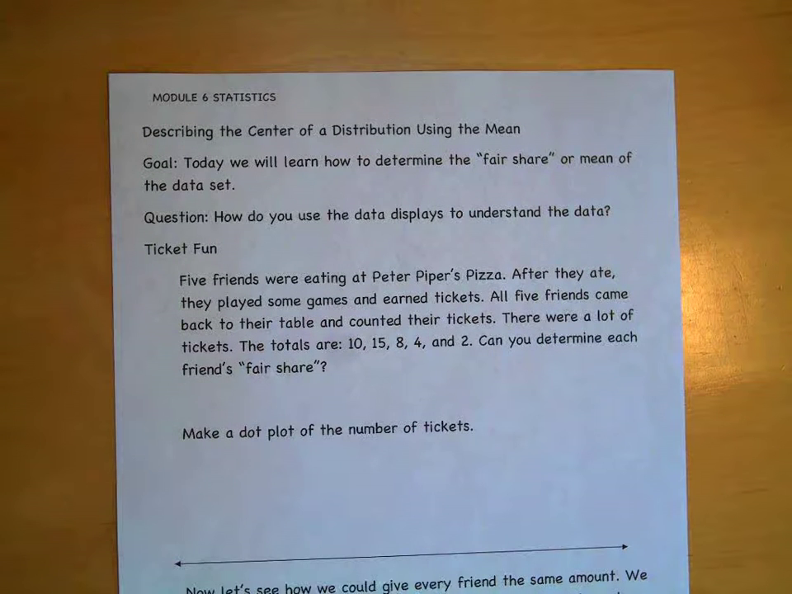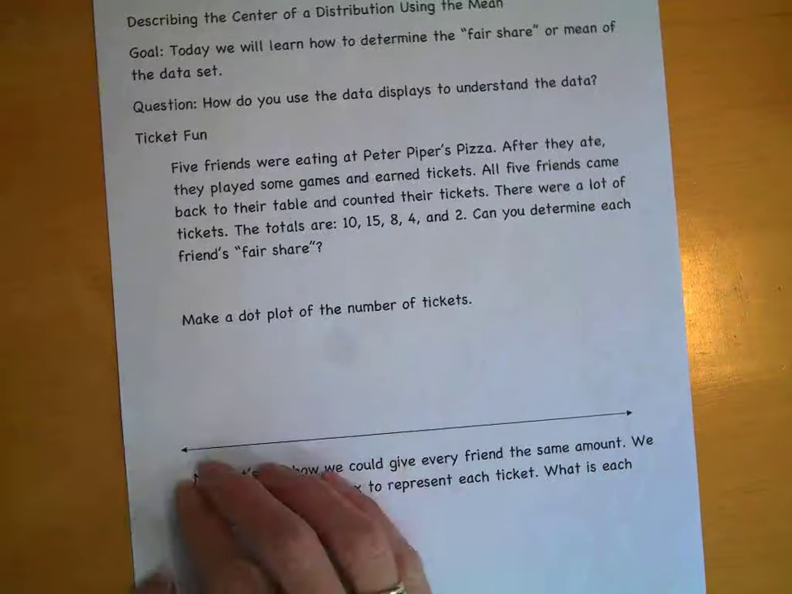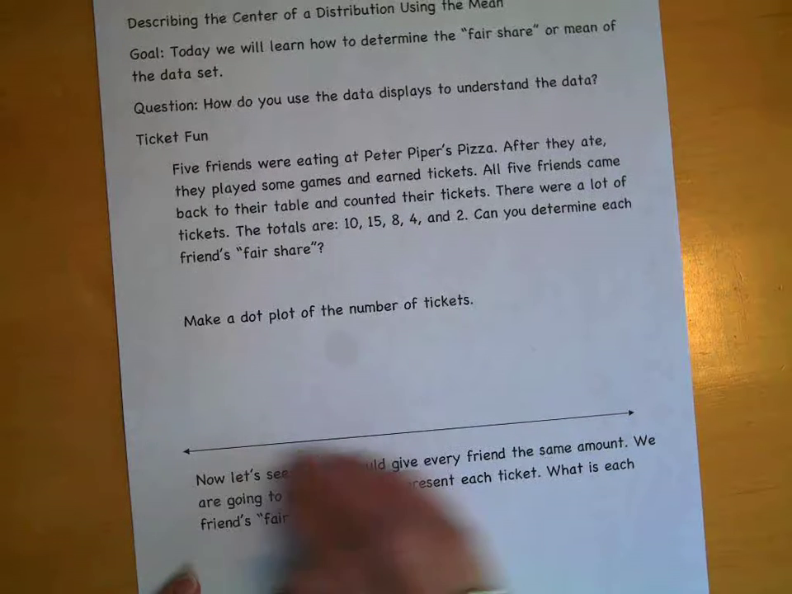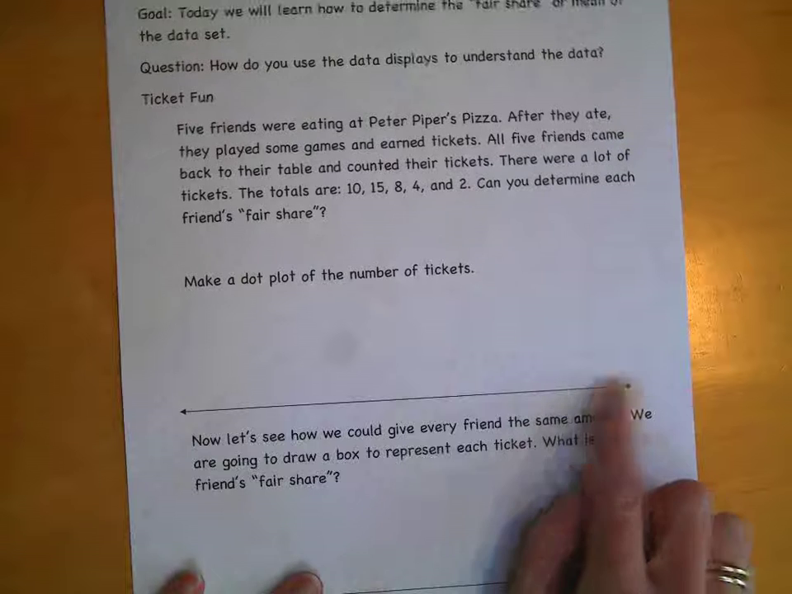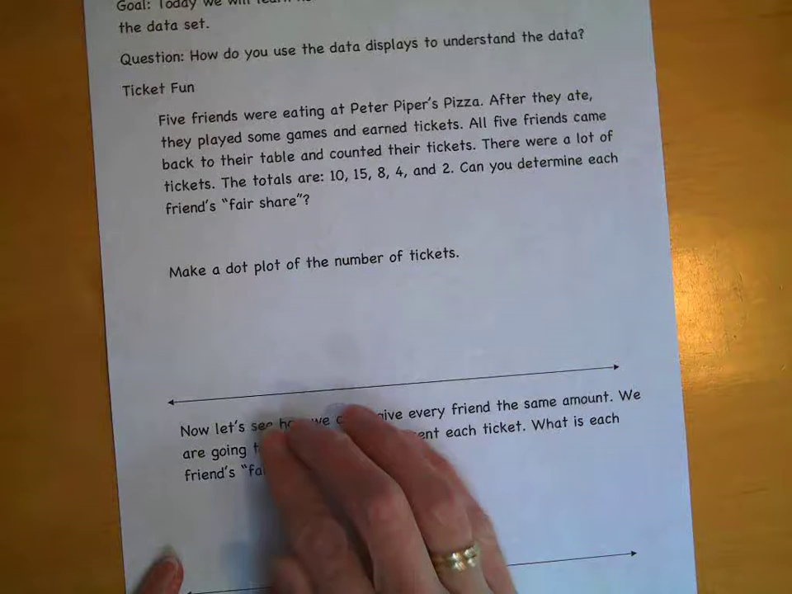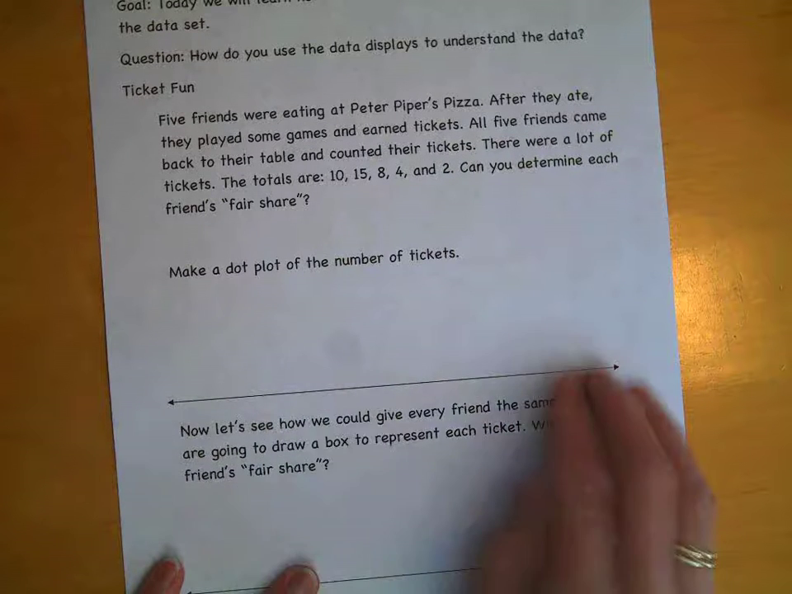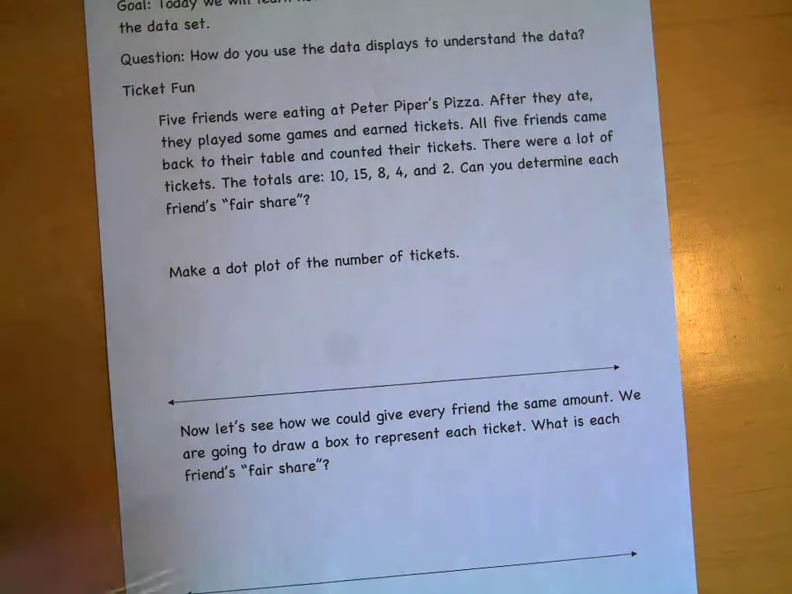So what we need to do is, first of all, make a dot plot to figure out what data we have. And again, remember a dot plot from yesterday's lesson: you have a number line, a horizontal axis, so the x-axis right here. Then we have to put numbers on here because we're talking about tickets.